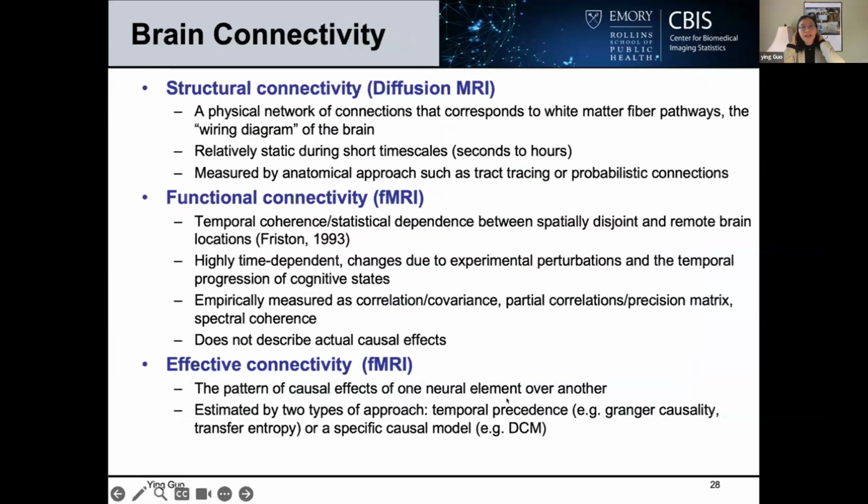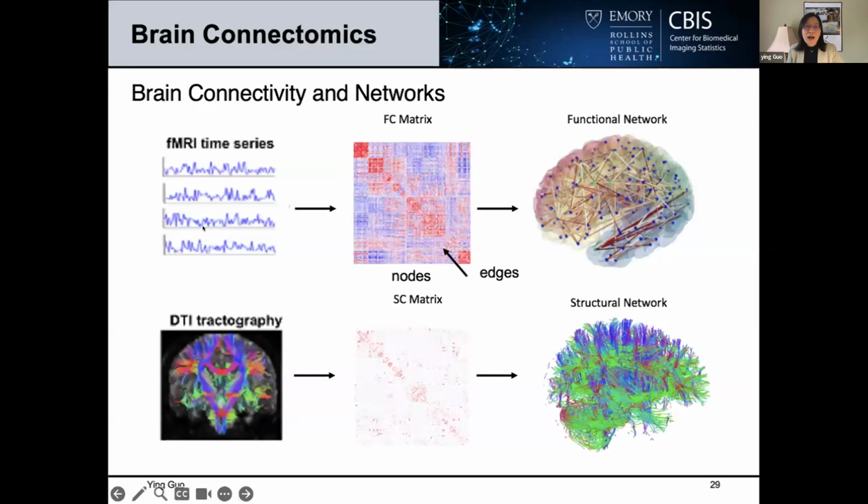Okay, so depending on what type of connectivity we estimate, there's the structural connectivity that is measured using diffusion MRI, and the functional connectivity and effective connectivity that are measured using fMRI. The difference between functional and effective is whether the connectivity is undirected or directed. For fMRI, our analysis is based on fMRI time series, and from that we generate FC matrices. In the brain network, each node represents a specific region in the brain, and each edge in the network represents the connection between a pair of nodes. Functional networks are generated from the fMRI data, and for diffusion data, we generate what we call structural connectivity matrices, which reflect the white matter fiber connections between different brain regions.